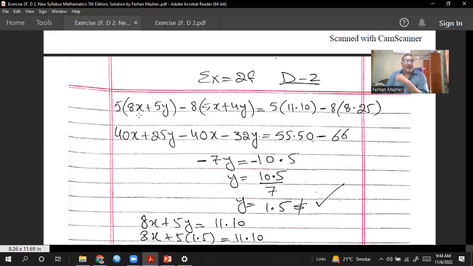So you see the plus 40x and minus 40x cancel each other. And 25y minus 32y will be minus 7y equals minus 10.5. The minus will be cancelled, so y will be equal to 10.5 divided by 7, and y will be equal to $1.5. So we got the price of 1 mango, that will be $1.5.